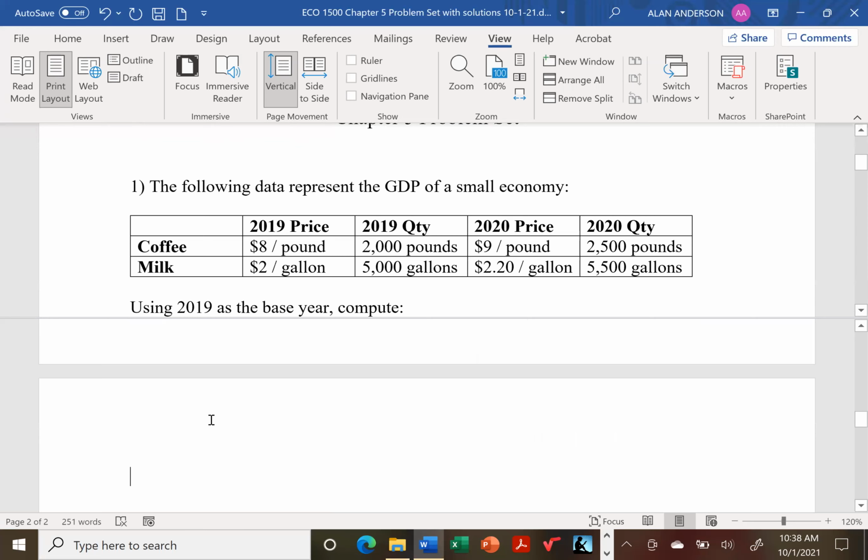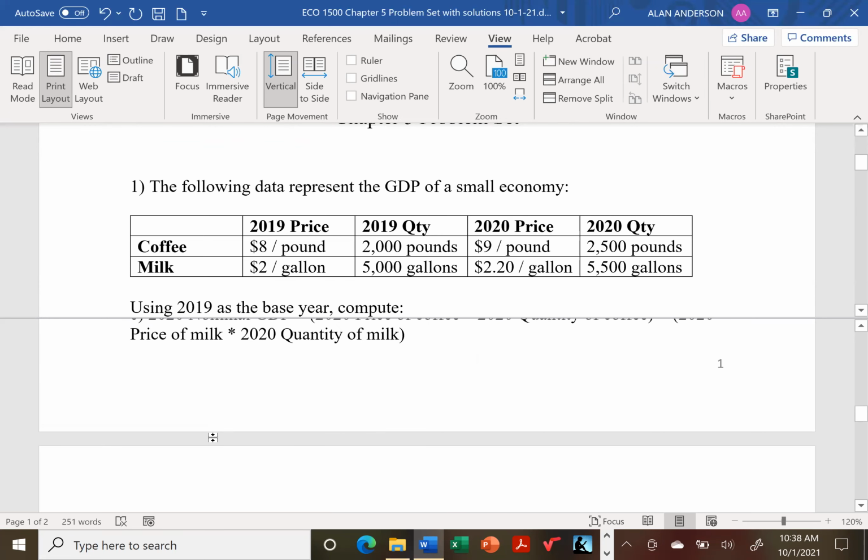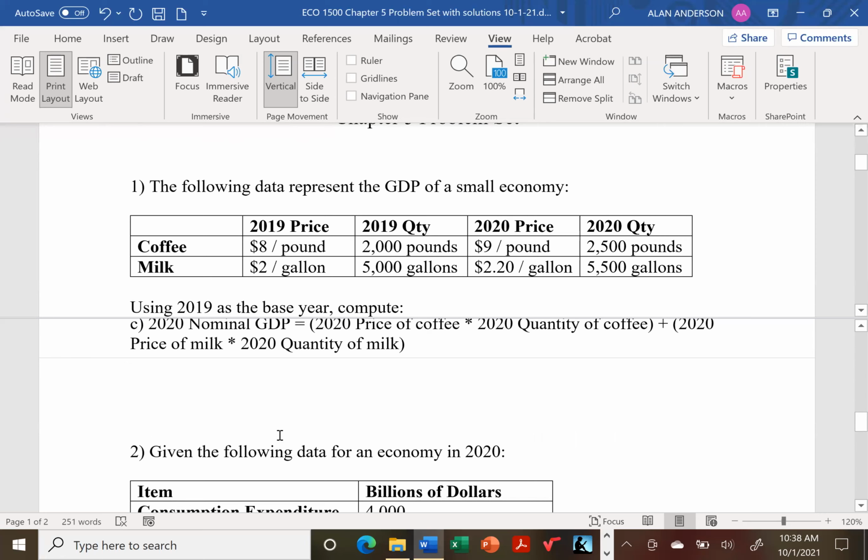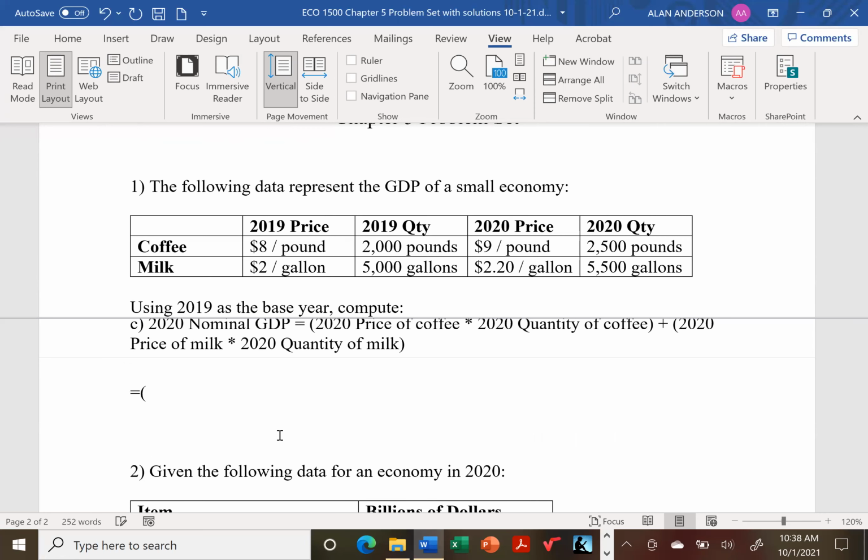All right. So in that case, if we read over here, the 2020 price of coffee is $9. And the quantity has gone up from 2,000 to 2,500. Then for the milk, the price has gone up to $2.20 a gallon, but the quantity has also gone up. All right, and if you multiply those out, let me get a little calculator here.